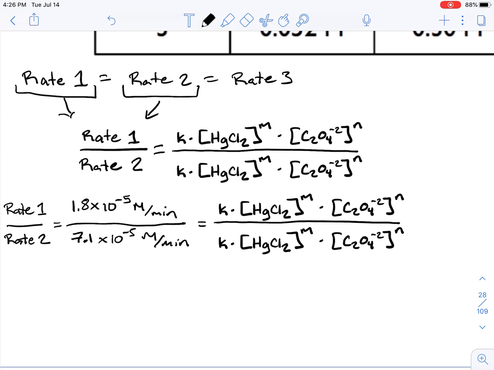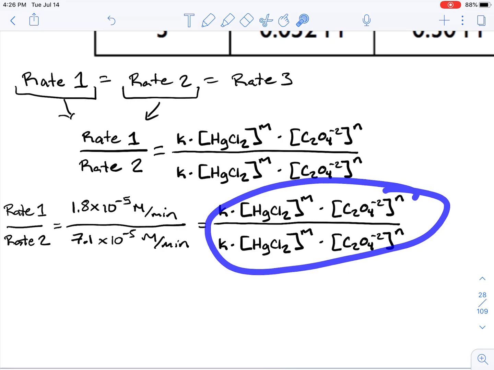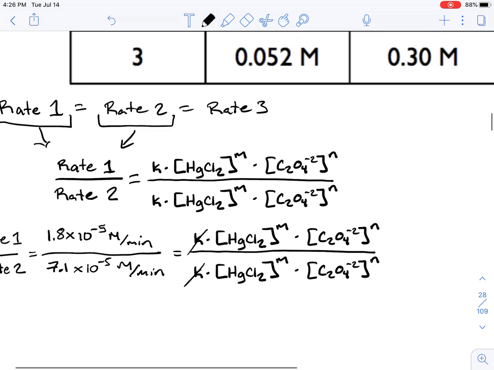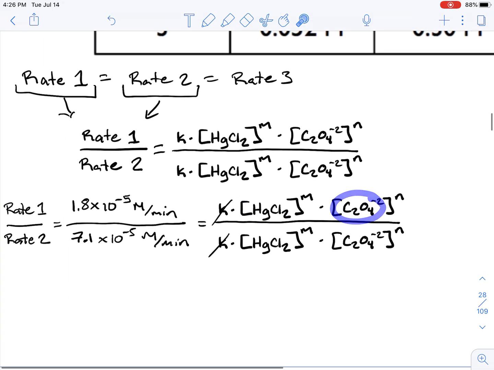Okay. And so if you look at this part right here on the right hand side, notice that the k's will cancel out. Remember, this is being run at the same temperature, so the rate constant k should be the same, and therefore they can cancel out automatically. The next thing you want to do is plug in the concentration of mercury 2 chloride and oxalate from trial 1 and trial 2.